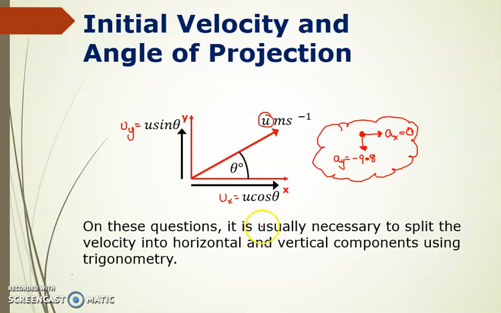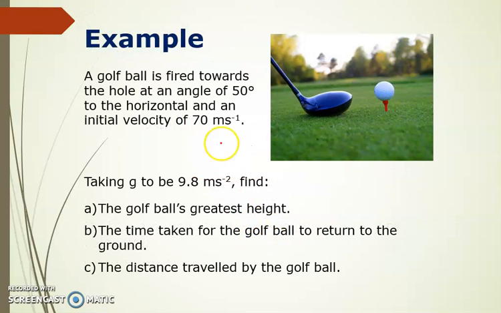You'll need it all. An example for us then is that we've got a golf ball fired towards a hole at an angle of 50. So I always draw a picture. It's fired at an angle of 50 degrees, and it's got a u equal to 70. So the very first thing I do is ux equals, do you remember I said it was u cos theta? So in this case it's 70 cos 50. And if you do that, you get, to two decimal places, 45.00.